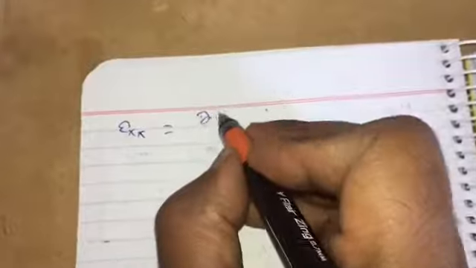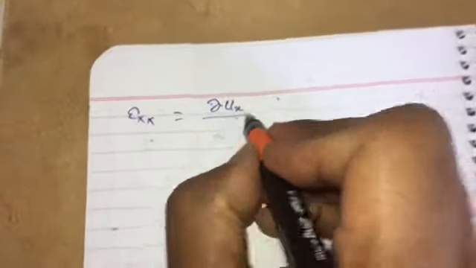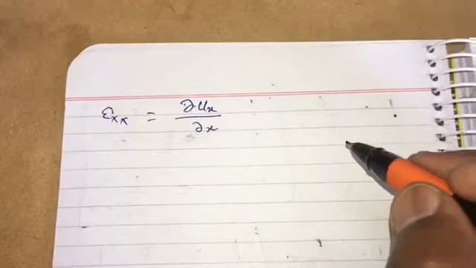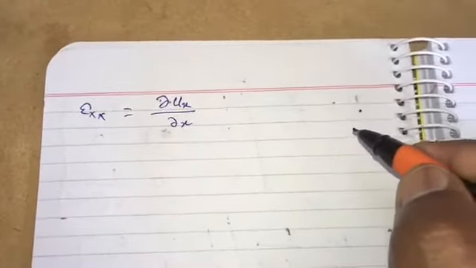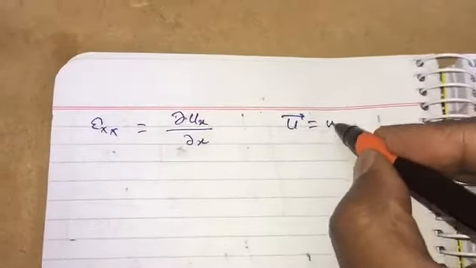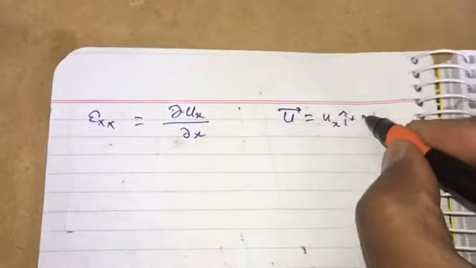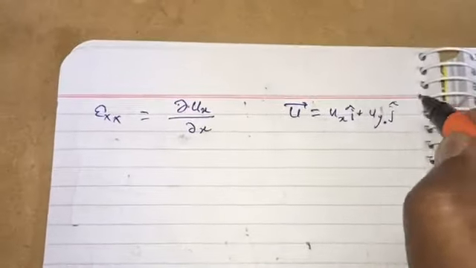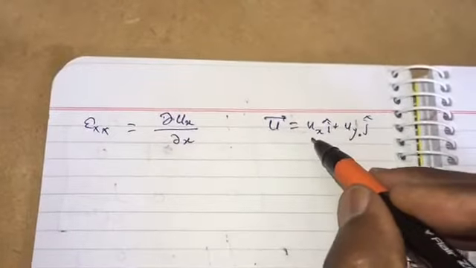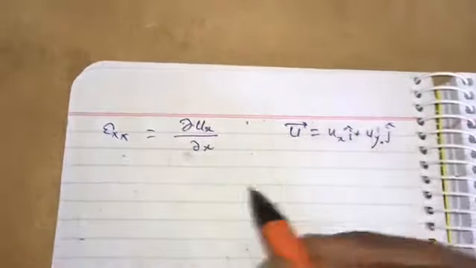So first, epsilon xx, which is nothing but del ux over del x, where ux is the displacement in x direction. So total u you can write is ux i plus uy j, because displacement is a vector, it will have two components, one in x direction, the other in y direction. That's why we wrote like that.